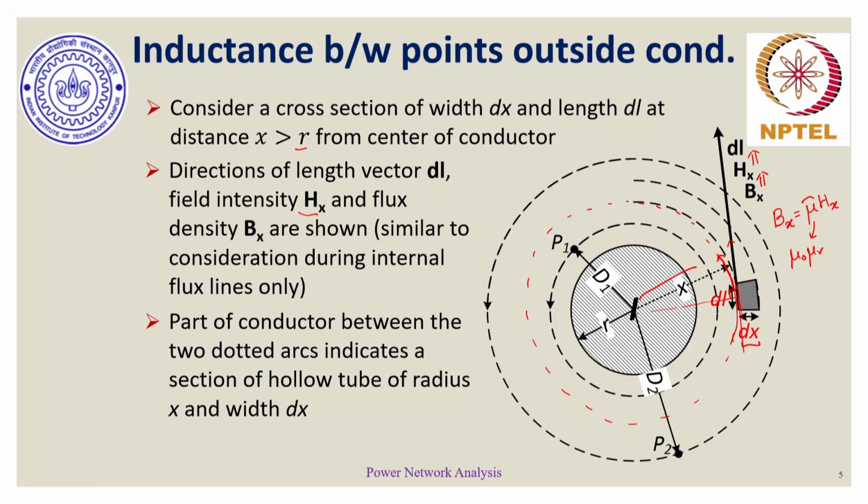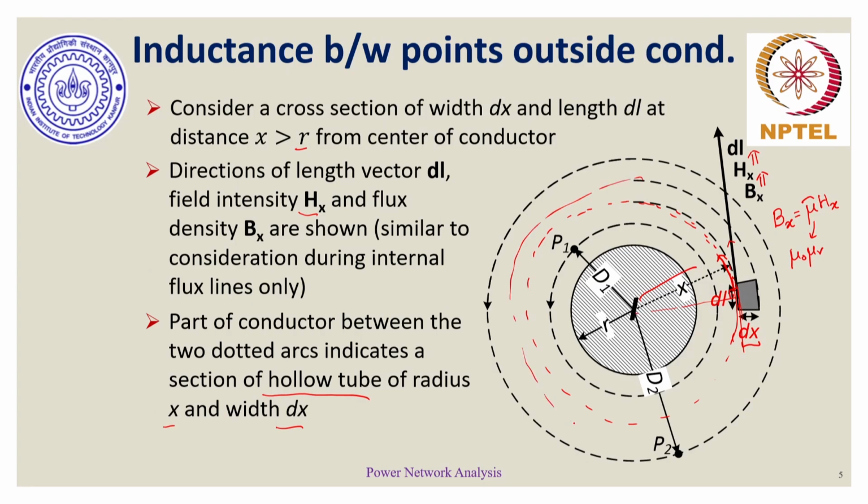So, if we now focus on the cross section that we have considered, and continue shifting this dl along the circumference of the circle of radius x, then eventually we would get a hollow cylindrical tube whose internal radius would be x, the width would be dx, and the length of this hollow tube would be equal to the length of the conductor we are considering. So, that is how we focus on this.